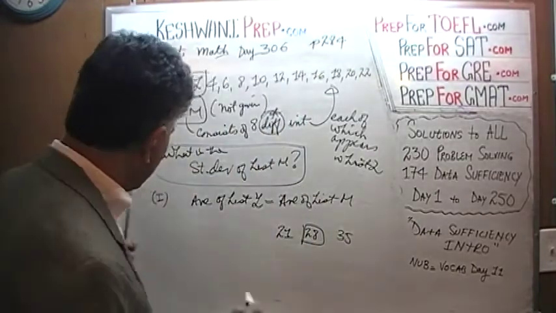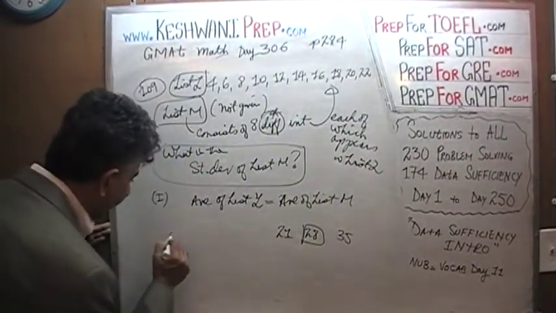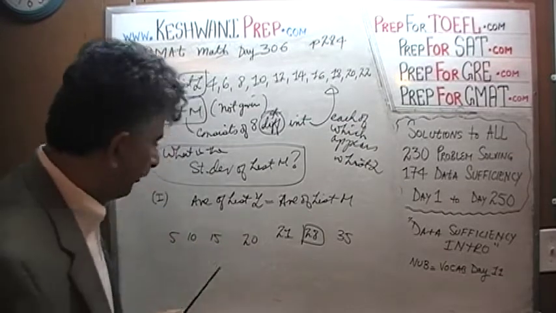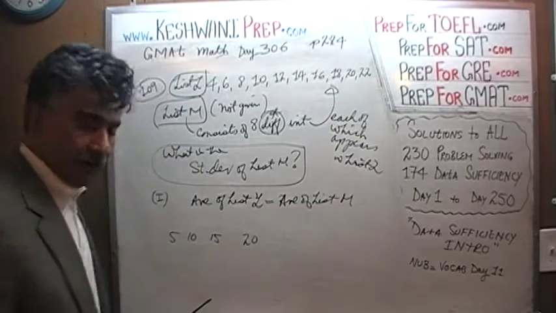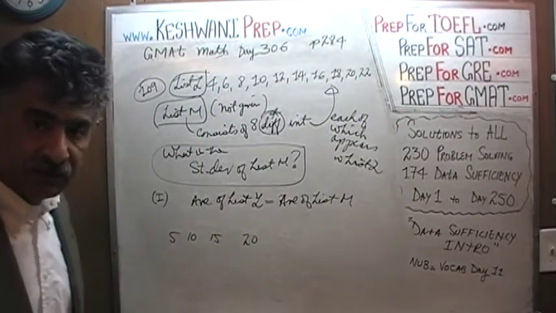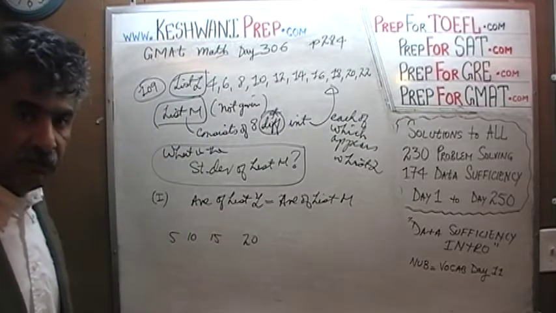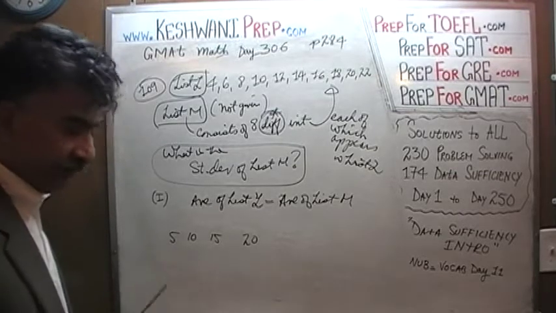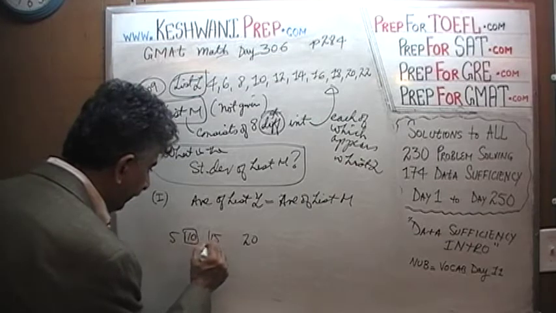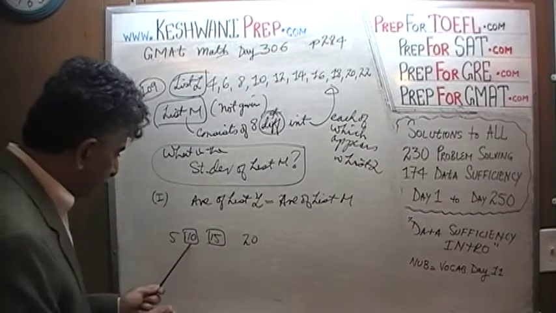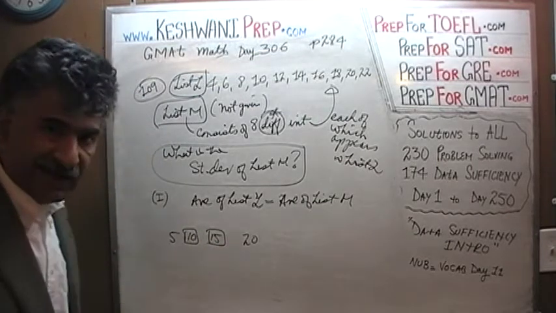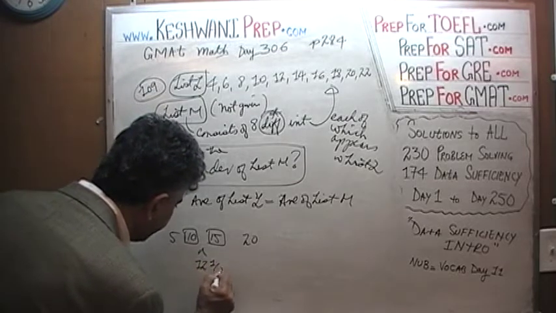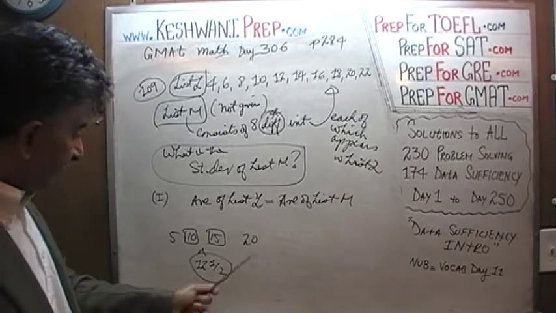Let's take a look at one more. Can you tell me what the average of these four numbers is? 5, 10, 15, and 20. Again, because they are evenly spaced, the average of these four numbers is the number that falls right in the middle. The number that falls exactly halfway between 10 and 15 is 12.5. That is the average of these four numbers.